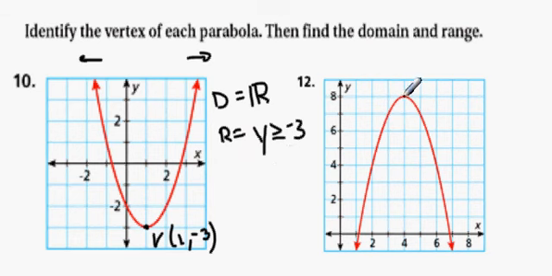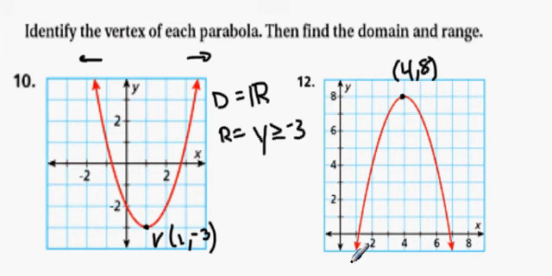All right, going to number 12. Here, I again find the vertex. In this case, my vertex is at the top of the graph. So this is the point where it changes direction. So if I identify the ordered pair here, it looks like (4, 8). So my vertex here is (4, 8).